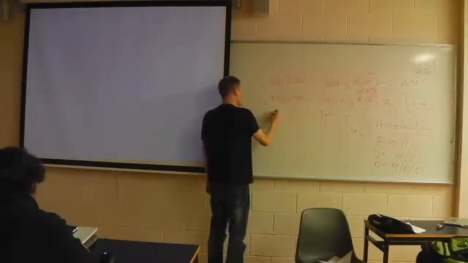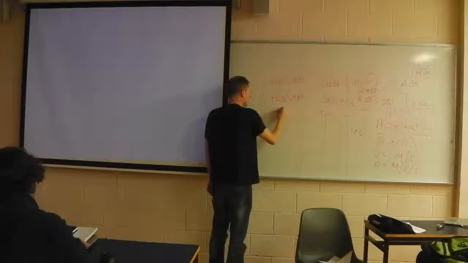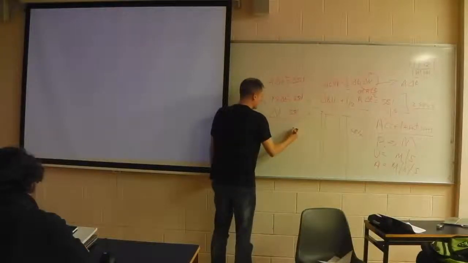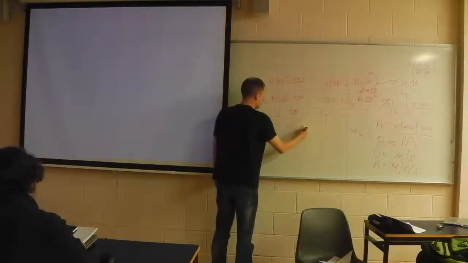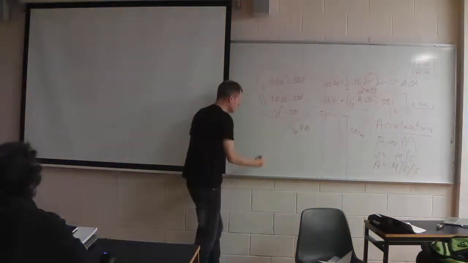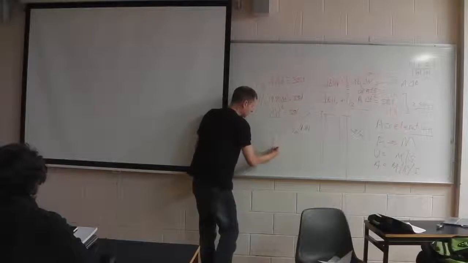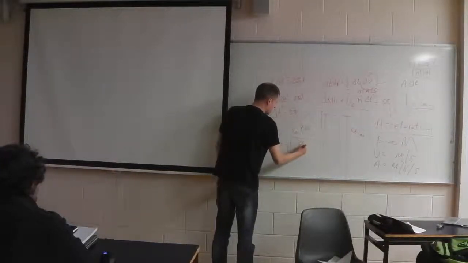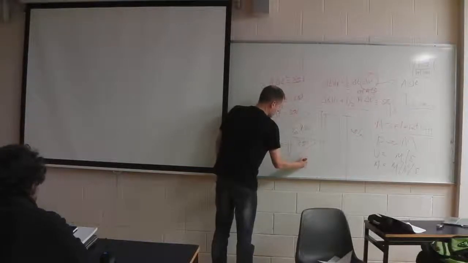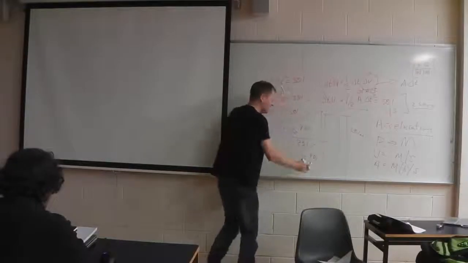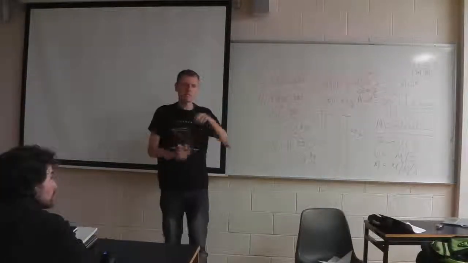So our final equation looks like delta t equals the square root of 381 divided by a half multiplied by 9.81. I think that's correct. Is that okay with everybody? Does that make sense?